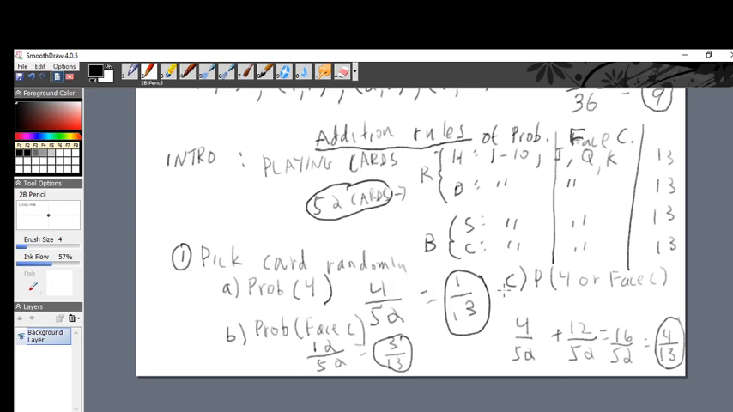Now here comes the key. That's the answer to C. Here's the formula. The probability of A union B. A equals picking a 4, and B is picking a face card.